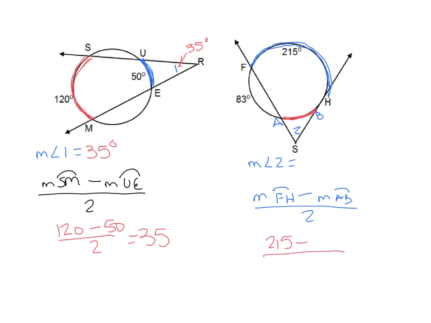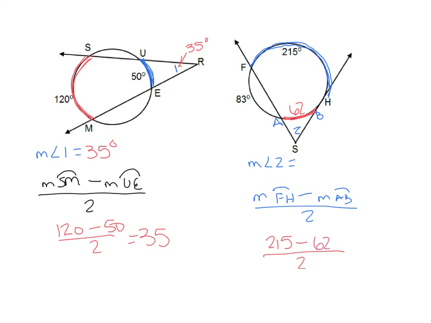Now we know the measurement of FH is 215. It's given to us. But they don't give us the measurement of arc AB here, this little piece. Now, the nice thing is there's only one other arc that's in this circle, and that's FA, which is 83. So I know that the total degrees of a circle is 360 degrees. So if I just take 360 and I subtract the 215 and subtract the 83, what I'm left with has to be what I'm looking for, which is 62. So the measurement of arc AB is 62.